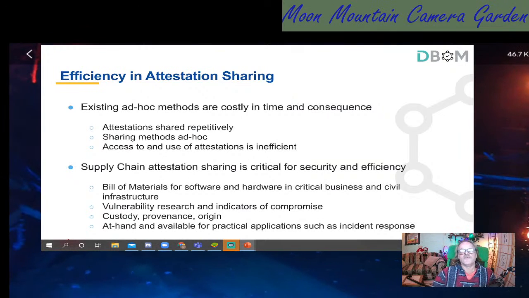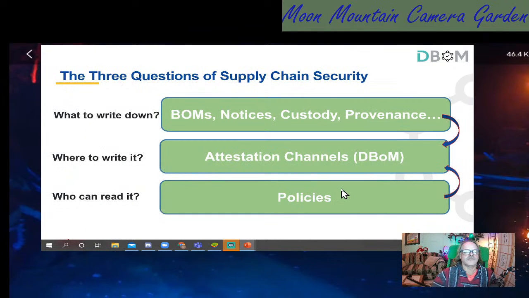We need to know the vulnerability research, the indicators of compromise, the custody, the provenance, the origin, country of origin, place of origin, who touched it before we got to it. And we need to have that information at hand and available for practical use, such as responding to security incidents and other daily normal processes.